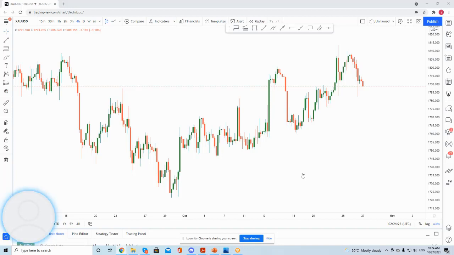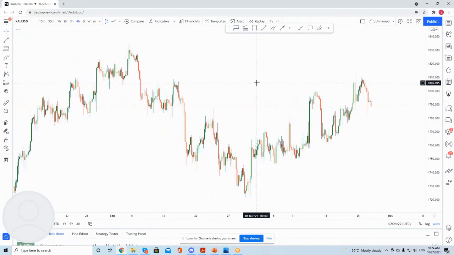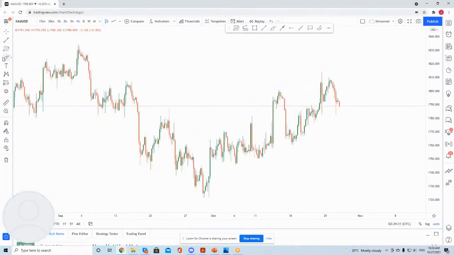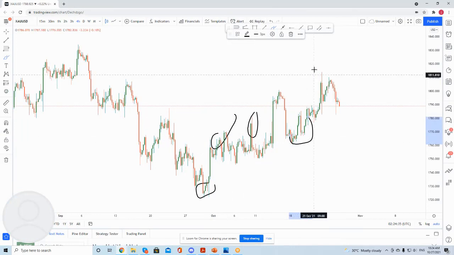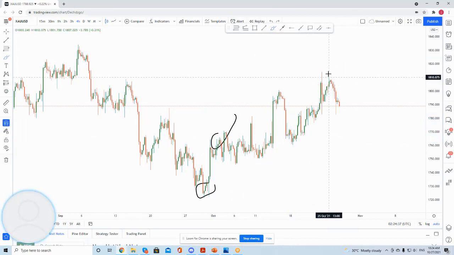So for today, we'll be talking about gold, right? Actually, USD, right? So what we want to do is determine market structure. And you can see that gold is clearly on an uptrend. Gold has been making higher lows and higher highs. So gold is on an uptrend, and you can clearly see an ascending trend line right here.